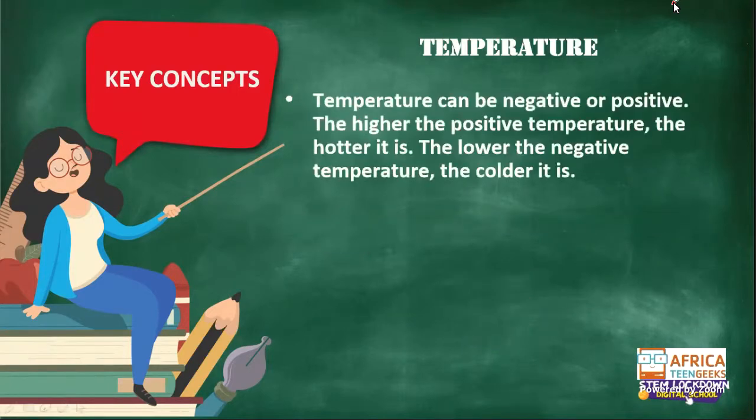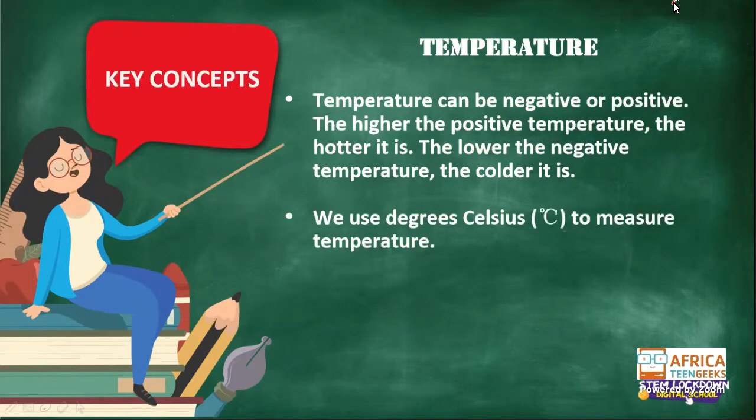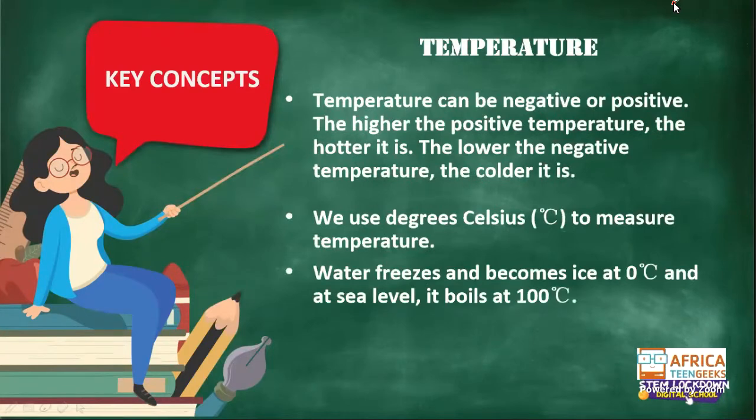Another thing, I'm just going to go through some standard information or just some things about temperature. Temperature can be a negative or a positive, and the higher the positive temperature, the hotter it is, obviously, and then the lower the negative temperature, the colder it is. These are things we know, but I just want to run through them. Water freezes and becomes ice at 0 degrees Celsius, and at sea level, it boils at 100 degrees Celsius.